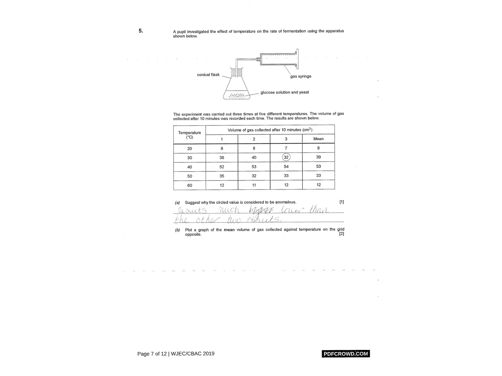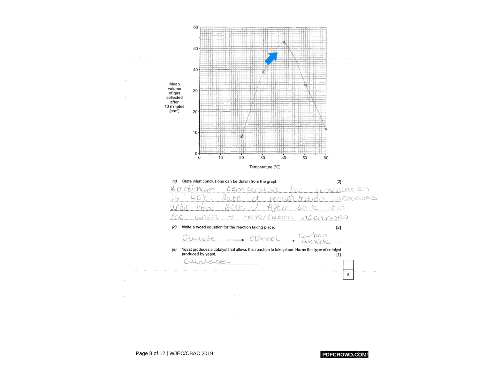Then you had to plot the mean data with the temperature and plot a graph. State what conclusions can be drawn from the graph. The optimum temperature for fermentation is 40 degrees, that's where the top is. The rate of fermentation increases till this point. After 40 degrees it is too warm, so fermentation decreases. Write a word equation for the reaction taking place. Glucose goes to ethanol plus carbon dioxide. Yeast produces a catalyst that allows this reaction to take place. Name this type of catalyst. Enzyme. That's unlikely to come up, that question.